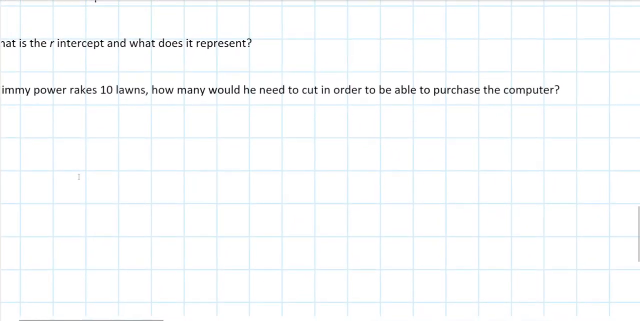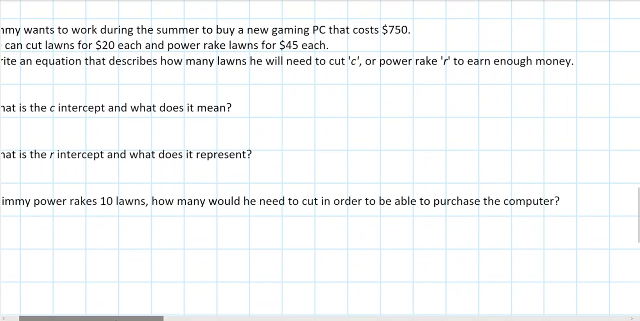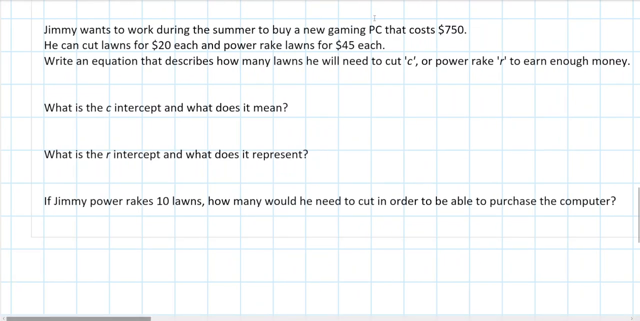Okay, here's a word problem that you could be given based off of this general form. It's not exactly general form, but it does give the right idea. It's in the same ballpark. Jimmy wants to work during the summer to buy a new gaming PC that costs $750. He can cut lawns for $20 each and power rake lawns for $45 each. Write an equation that describes how many lawns he will need to cut, C, or power rake, R, to earn enough money. Okay, so we're going to write an equation. I highly recommend you pause the video now, try it for yourself, and then see if you get the same answer.